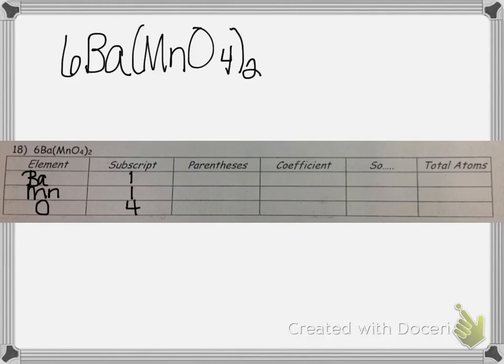Remember, we always do it in order: subscript, parentheses, coefficient, okay? We look right after the element, then we look at parentheses, and then we look at the coefficient. Here we just did subscript, now let's look at parentheses. So here's your parentheses, okay? There's a 2 outside that parentheses, and that affects not only the Mn, but also the oxygen. So we have to multiply those by 2.